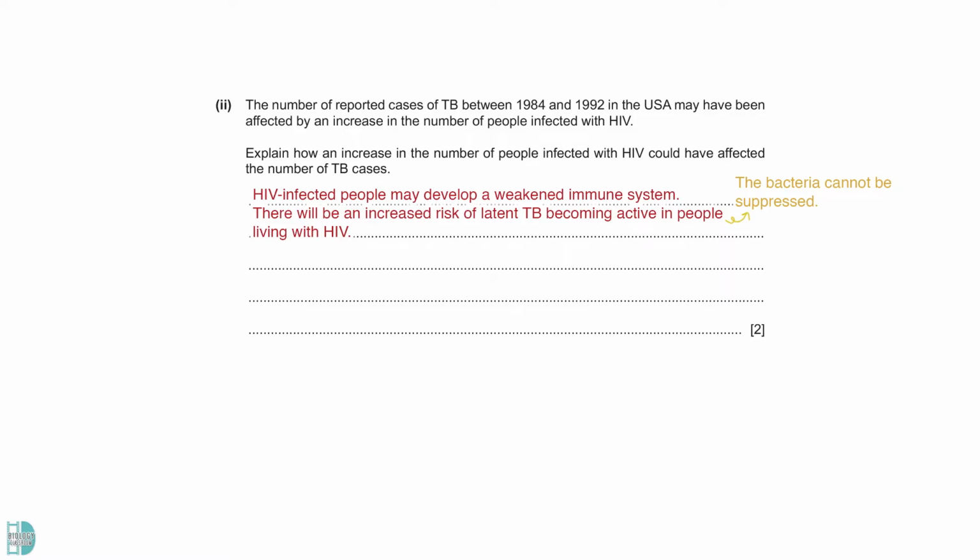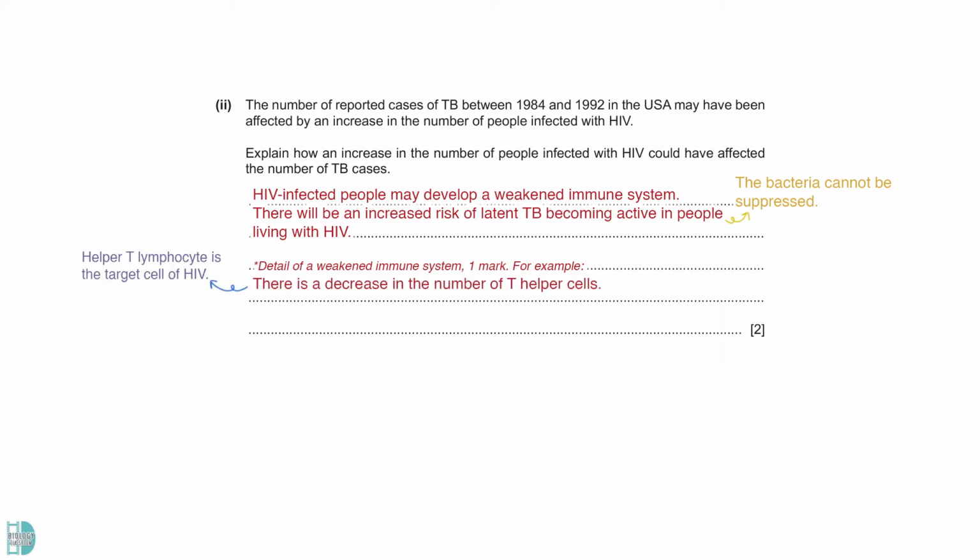You can get 1 mark by giving the details of how HIV weakens a person's immune system. The target cell of HIV is T helper cells. The infection would destroy T helper cells, causing a decrease in their numbers. If there are fewer T helper cells to release cytokines, there will be a poorer humoral response, as it will be more difficult to activate the B lymphocytes to produce antibodies.